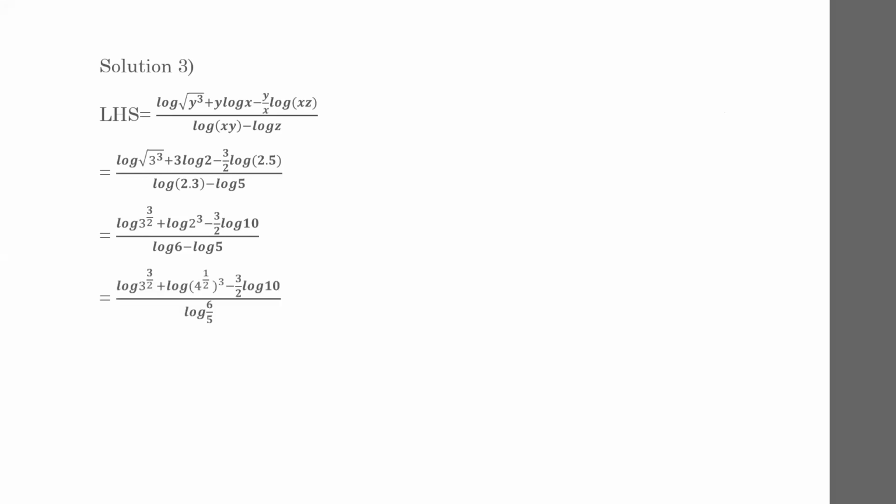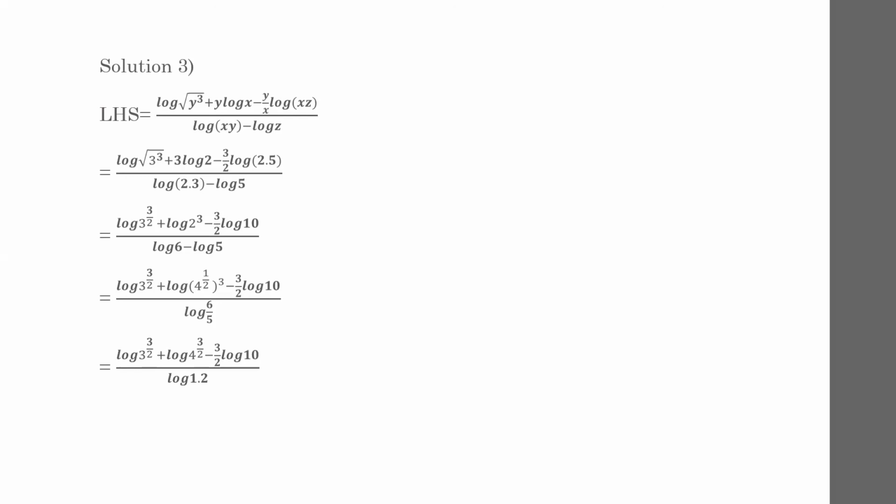Here in the first term, we didn't do anything. In the second term, we have replaced 2 with 4 to the power half. Then 2 cube become 4 to the power half whole to the power 3 minus 3 by 2 log 10 divided by log 6 by 5. Now 4 to the power half to the power 3 is equals to 4 to the power 3 by 2 according to the formula a to the power m whole to the power n equals to a to the power mn, and as log 6 by 5 came from the formula log m minus log n equals to log m by n, and 6 divided by 5 is 1.2.